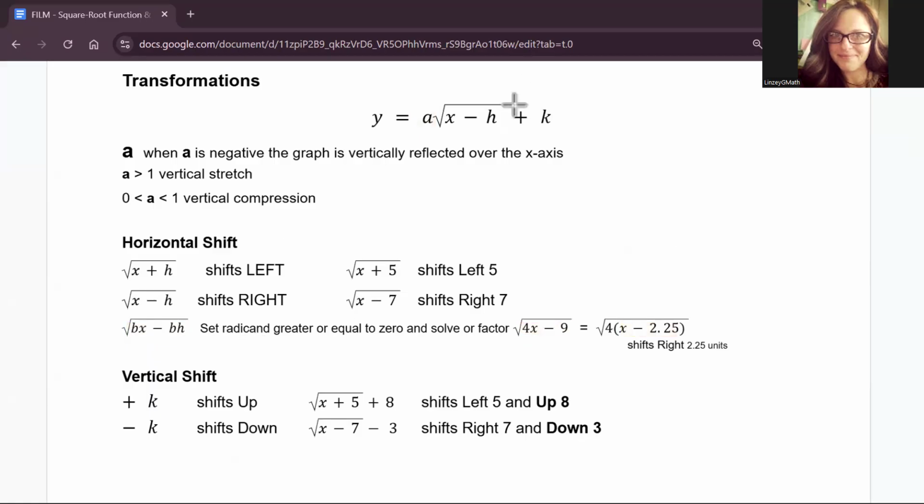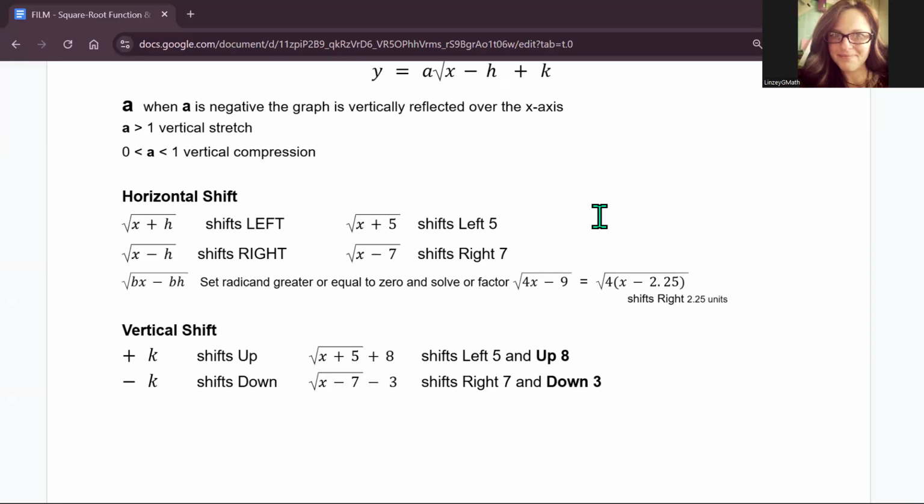A vertical shift, plus or minus k, is on the outside of the square root. Plus 8 on the outside shifts it up 8. Minus 3 on the outside will move the graph down 3. You can always pause the video if you would like to write this down in your notes.